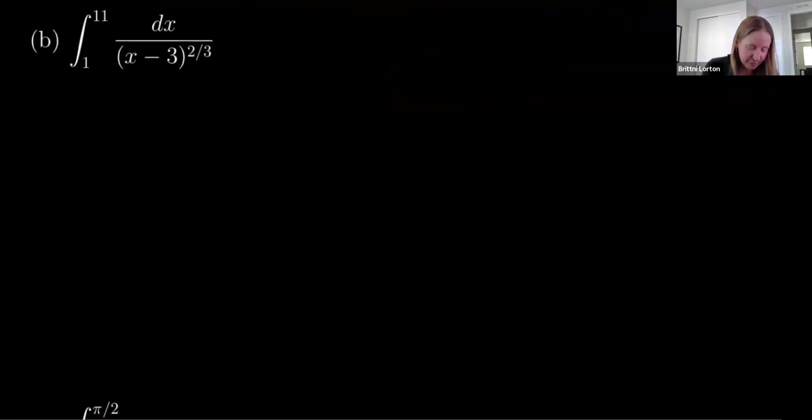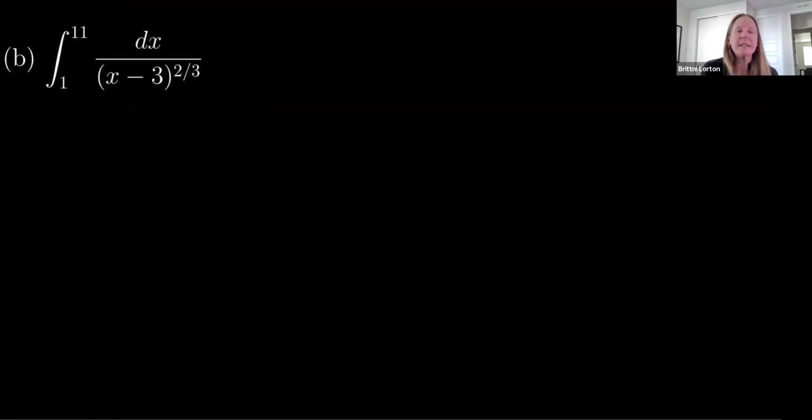The next one, the integral from 1 to 11 of dx over x minus 3 to the 2/3. Now, you might look at this and just try to integrate it right now as it is, and I don't blame you. But there's a bit of a problem with this one. And the main problem with this one is even though 1 is okay to plug in and 11 is okay to plug in, the number that is not okay to plug in is 3. If you could graph this if you'd like, you would see that I would have a vertical asymptote at x equals 3.